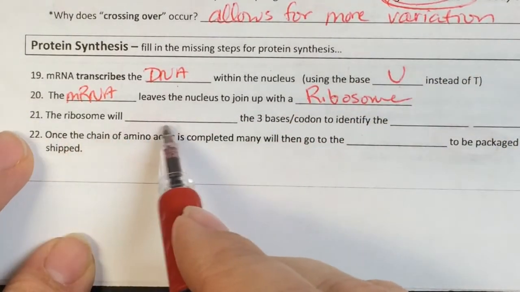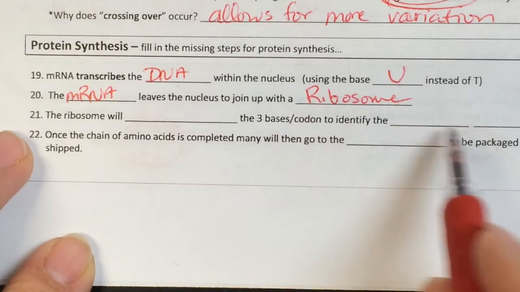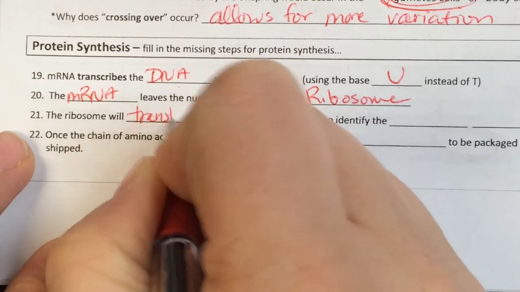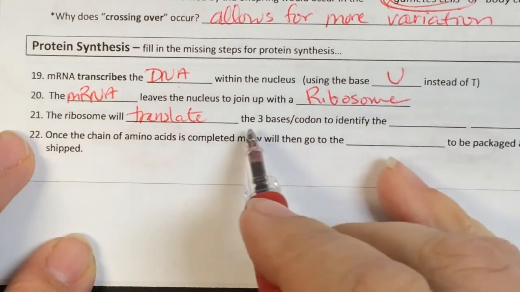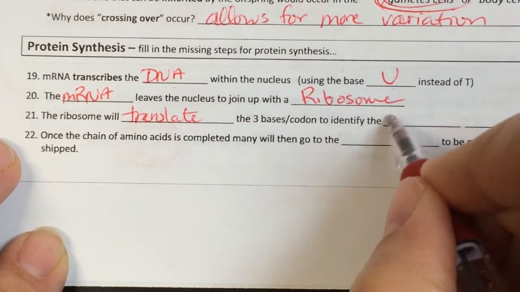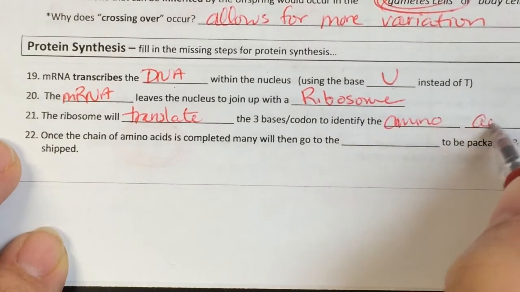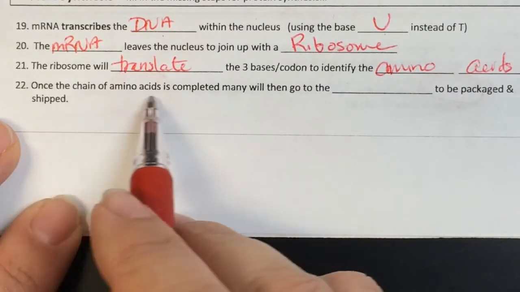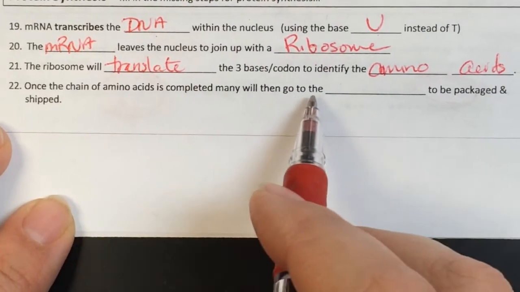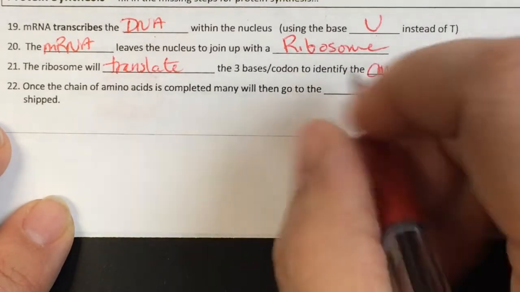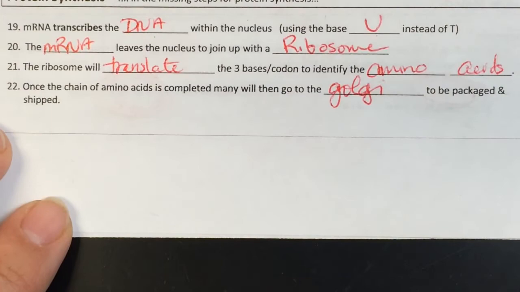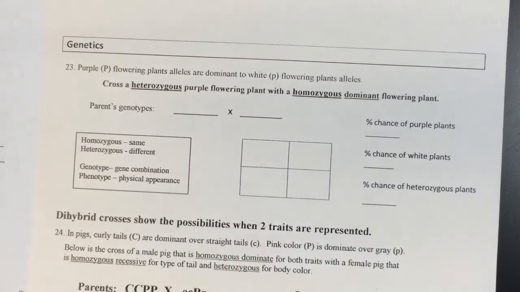The ribosome will blank the 3 bases to identify the blank blank. All right, so it's going to translate the 3 bases to identify the amino acids. That's what that whole chart was about. Once the chain of amino acids is completed, many will then go to the blank to be packaged and shipped. Our own little UPS, which is the Golgi. Golgi body, Golgi apparatus, Golgi system, whatever it is, it's still the Golgi.